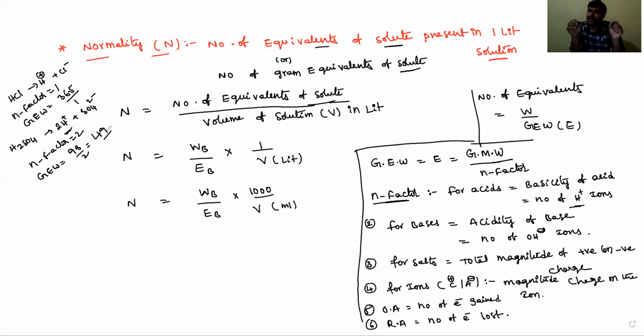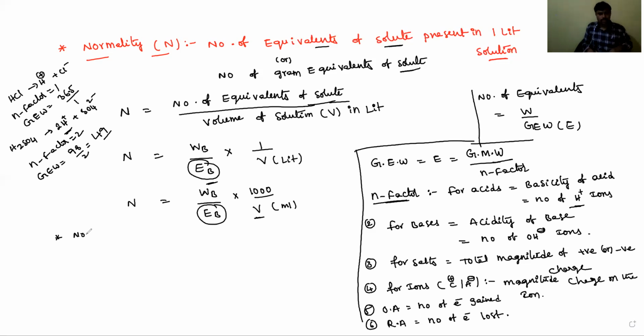So for normality, the gram equivalent weight is equal to gram molecular weight divided by N factor. E is nothing but the gram equivalent weight of solute. The gram equivalent weight of solute formula is again gram molecular weight divided by N factor. Okay, students, so this is about normality, and the volume is present in the denominator.